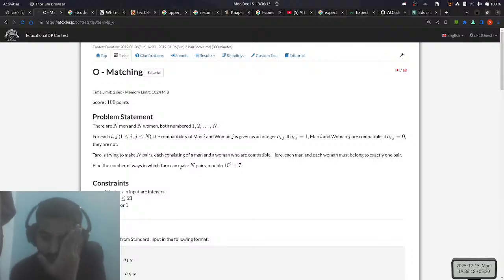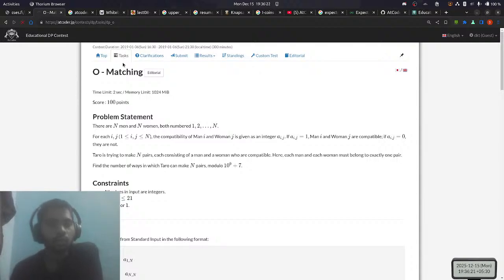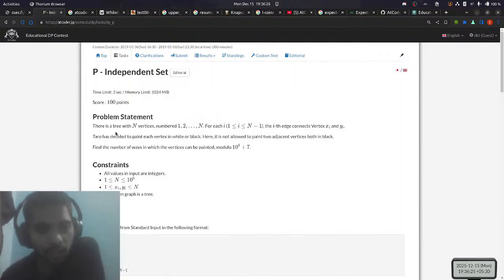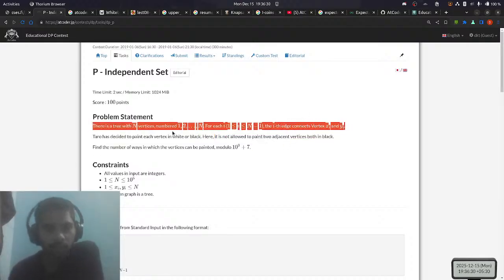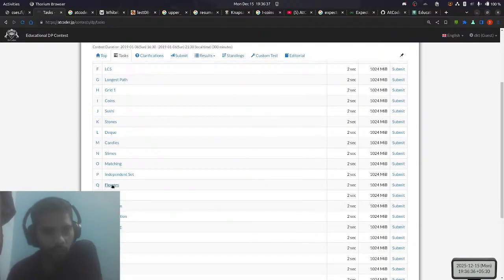Oh shit. This is not doable today. Independent set. Tree with n vertices. Okay. This is a DP on trees. I'm looking forward to it.